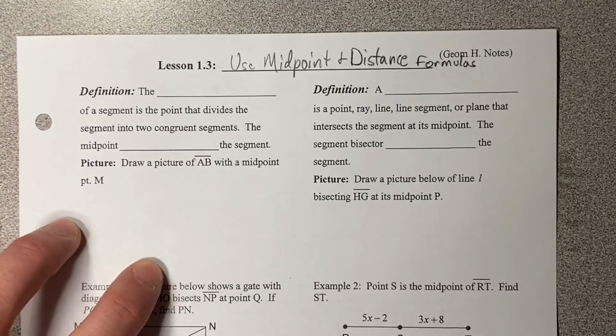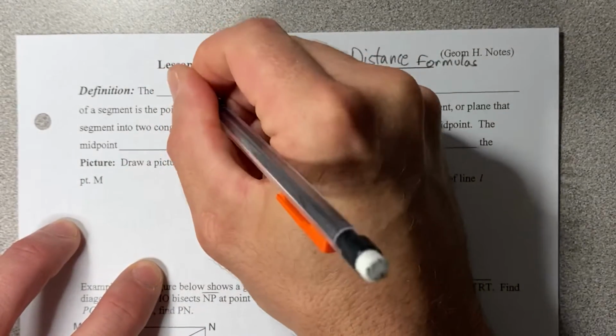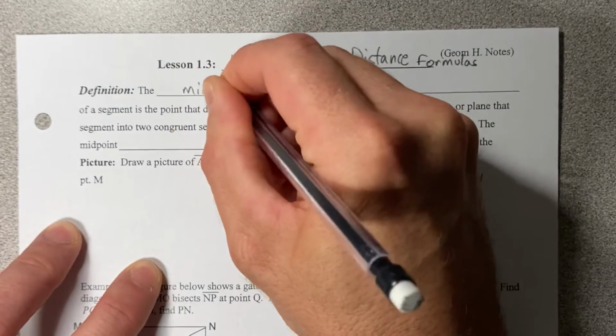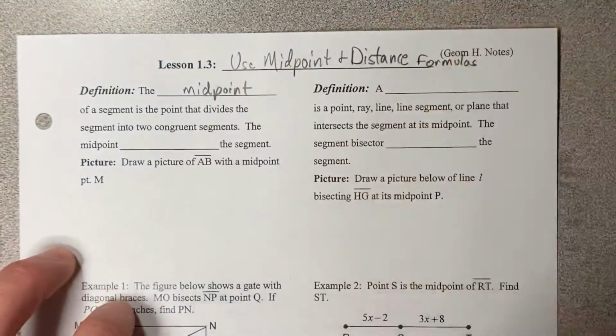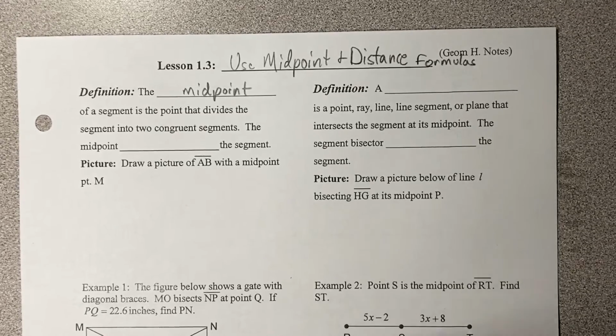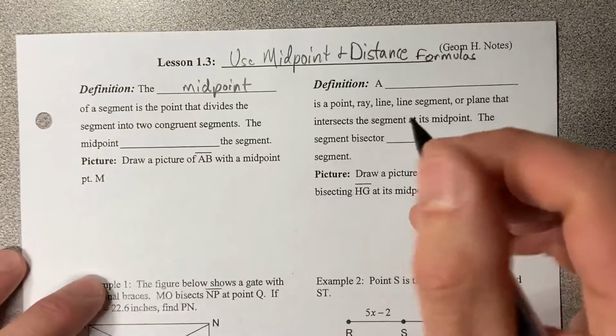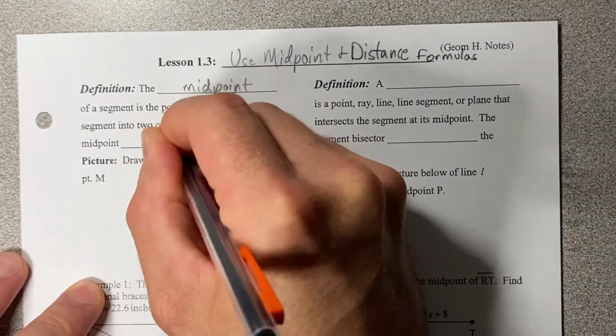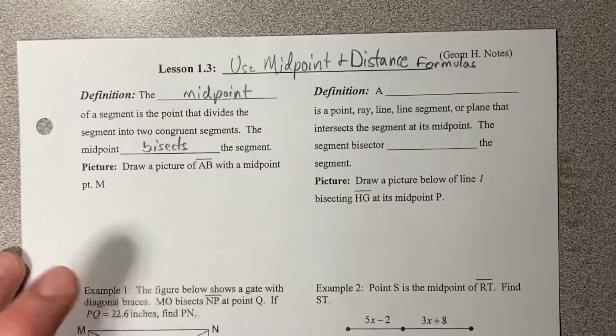So first things first, we want to look at the definition of a midpoint. A midpoint of a segment is the point that divides the segment into two congruent sides or segments. Another way to think of it is that the midpoint bisects the segment.